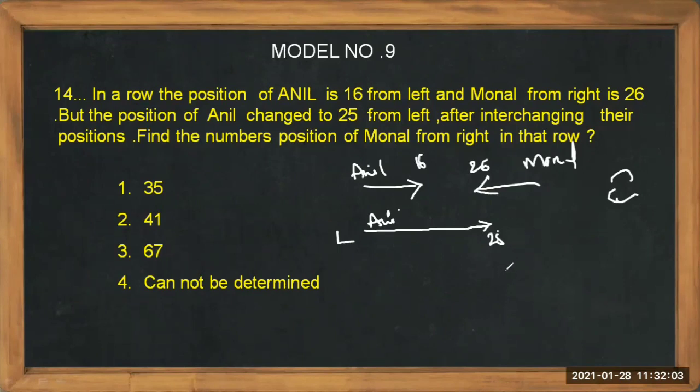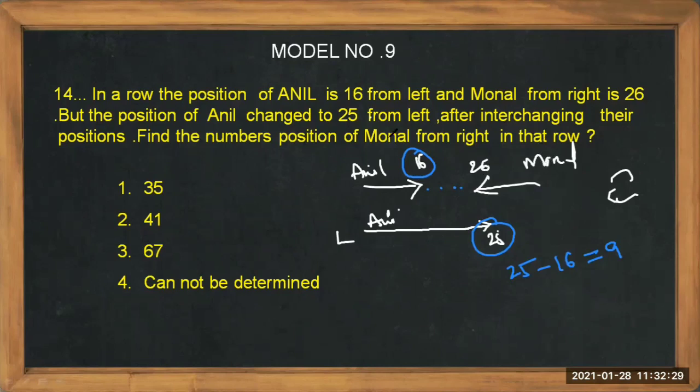Just, my dear friends, 25 is the position after interchanging. Before interchange, the position is 16. Then subtract, what do you get, my dear friends? 9. Means he moved 9 places forward towards the right. Then see the 9 places. After Anil, the ninth place is nothing but Monal.